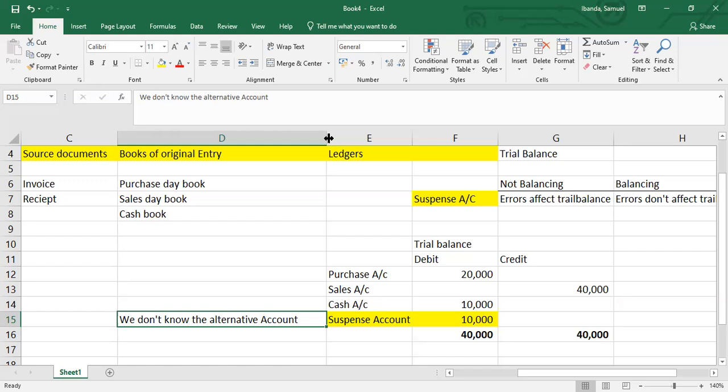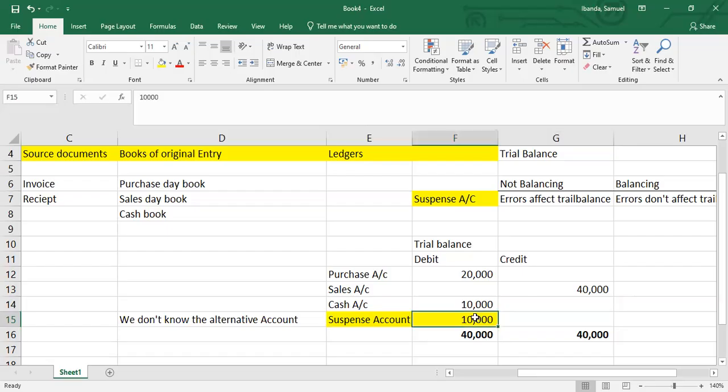So in that case, you can also use a suspense. Okay, so a suspense account has those two uses. It is used when you don't know the alternative account to post to, and it's also used when we are trying to create a balance within our trial balance. It's included in the side that is of less value, so that our trial balance can balance.